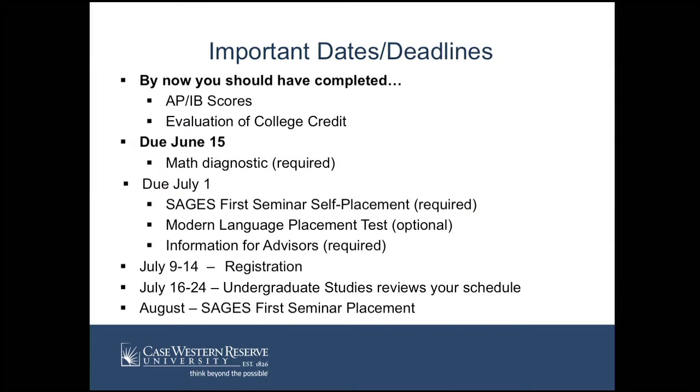The big topic that might be on your mind at the moment is registration for courses, and that is beginning on July 9th and running through the 14th. After the registration period is concluded, we will take some time to sit down and literally review each of your schedules one by one. So Undergraduate Studies reviews your schedule individually and reaches out to you if there are any concerns about the schedule that you put together for yourself.